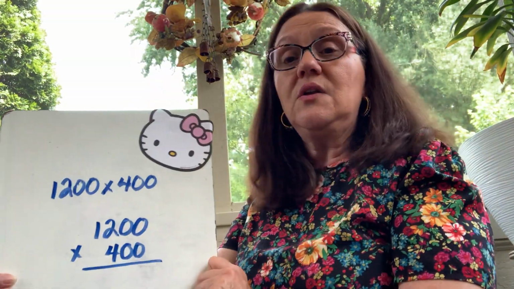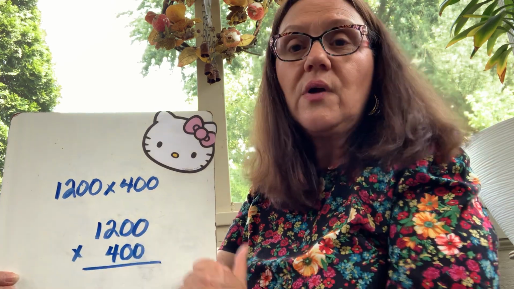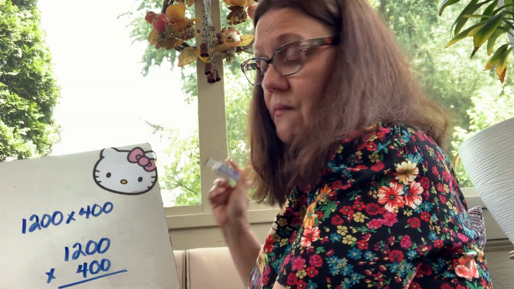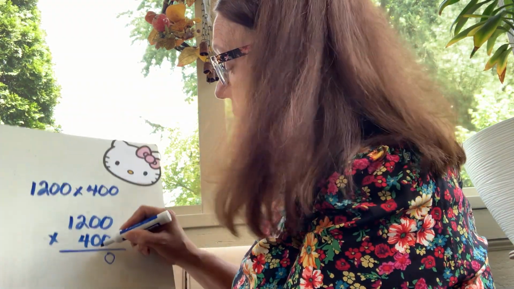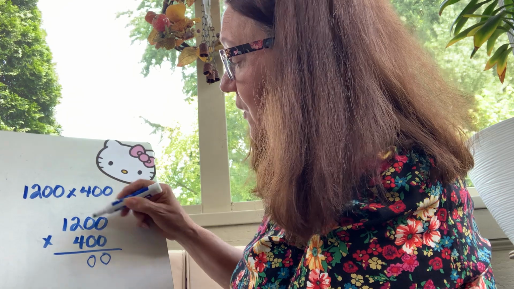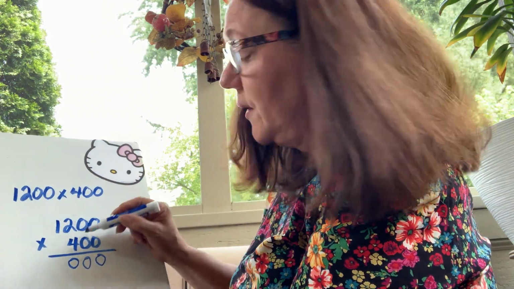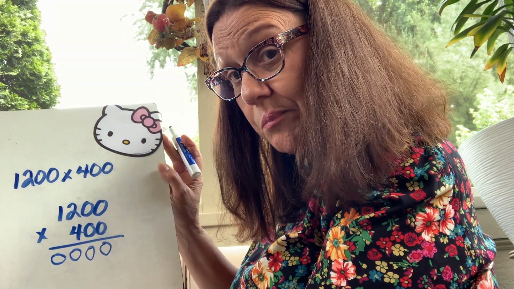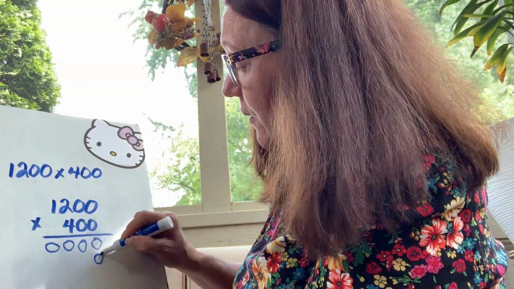So first thing we do is we take our 0 and we go all the way across the top, multiplying. So 0 times 0 is 0. 0 times 0 is 0. 0 times 2 is 0. 0 times 1 is 0. With me so far? So now we need a place value holder right here of 0.